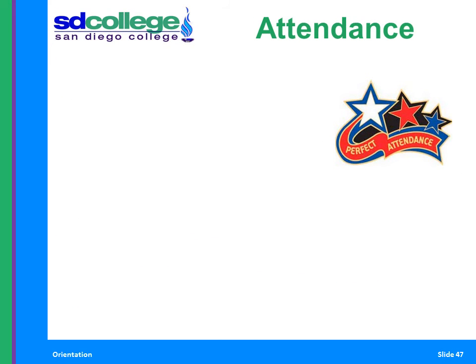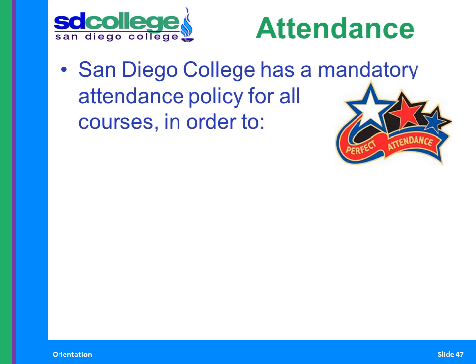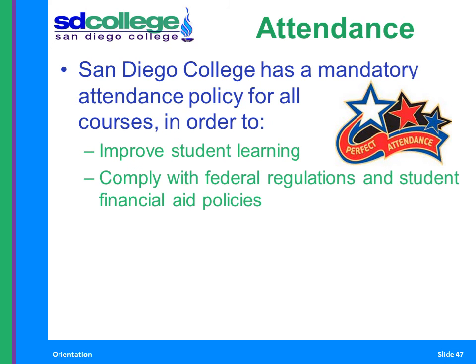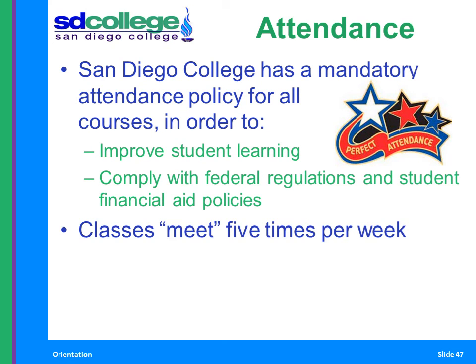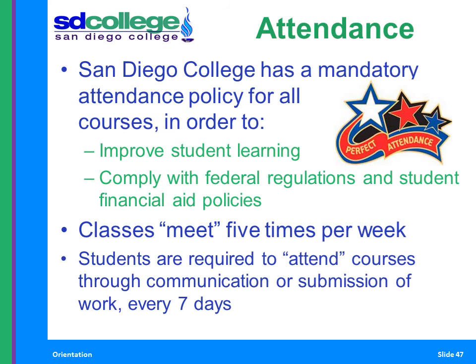In addition to knowing how to get around the LMS, it's important that you understand the attendance requirements of San Diego College. San Diego College has a mandatory attendance policy for all courses, including online courses. This policy is intended to improve student learning, as well as to comply with federal regulations and financial aid policies. An online course is considered as meeting at least 5 times per week. Students are required to attend an online course through communication or submission of some work, as defined by the course instructor, every 7 days.